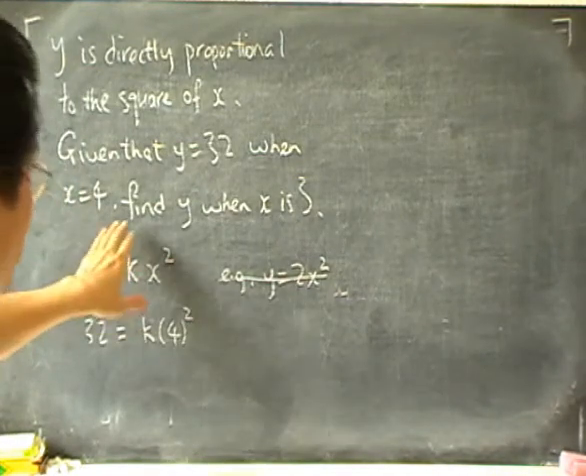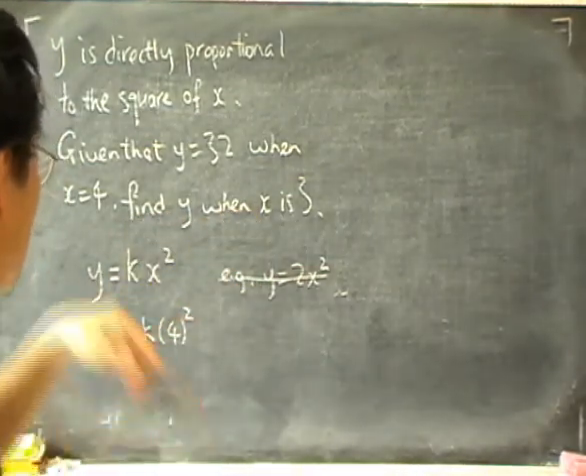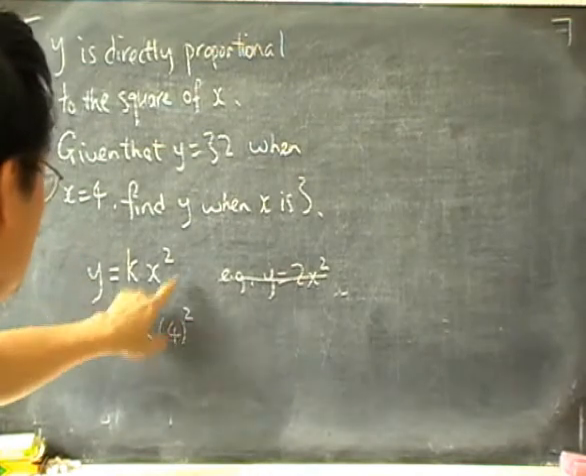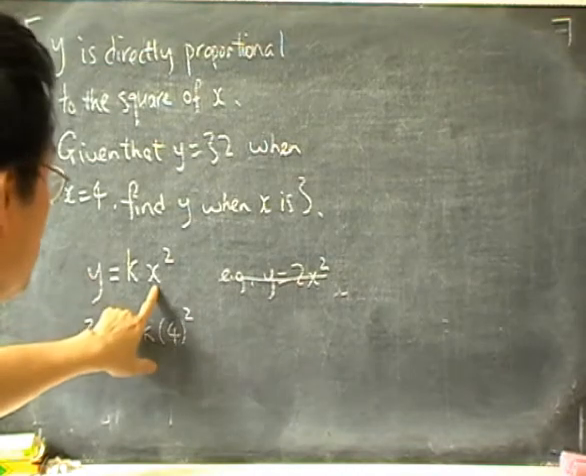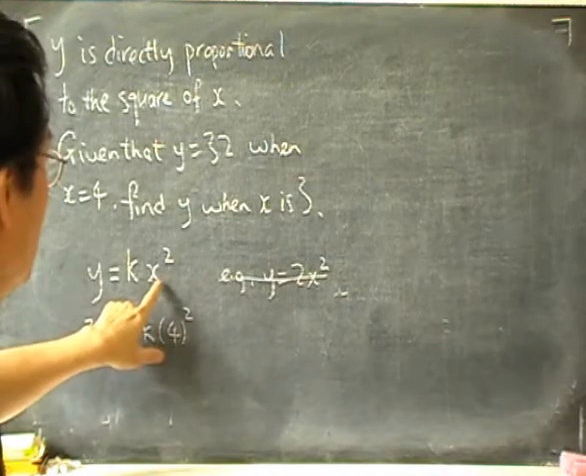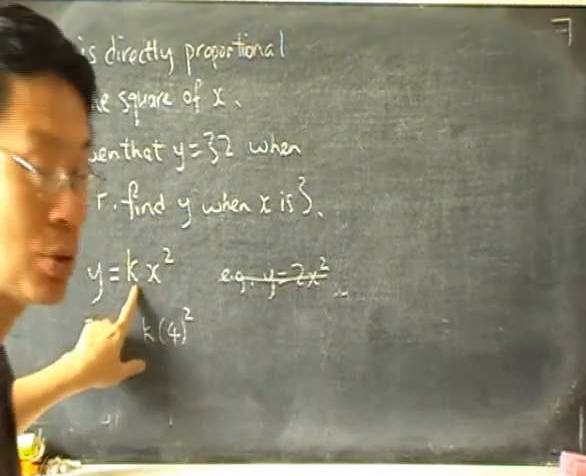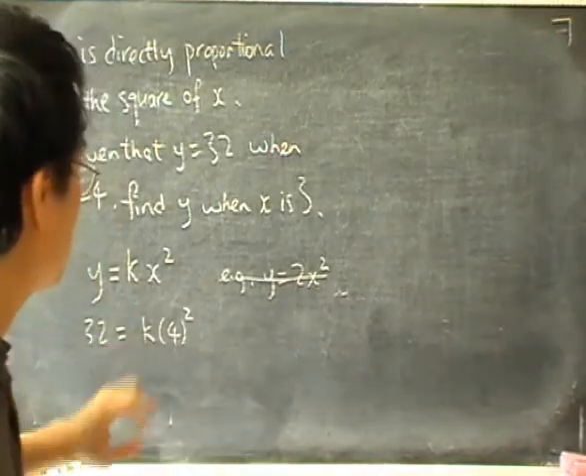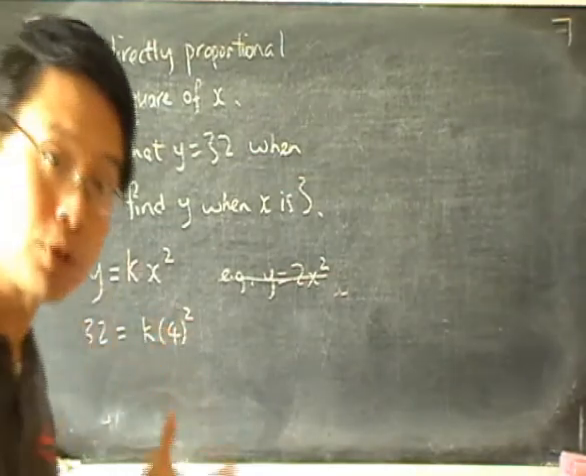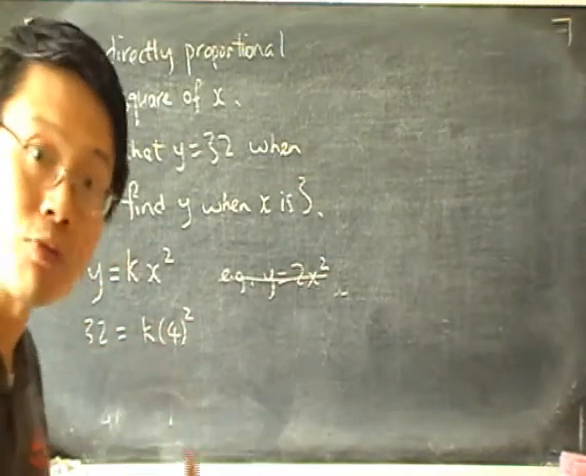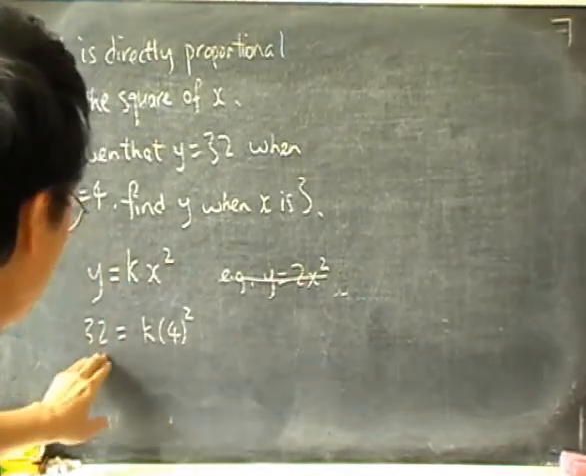So in the next part, we have to find y when x is 3, and that means that if you look at this formula, we must find y when x is 3, and in order to find this, we really need to know k. So this part of the question suggests to us that somehow we have to find k first. So now let's go back and look at what we have up to now.